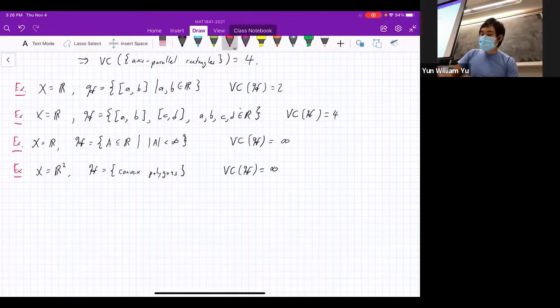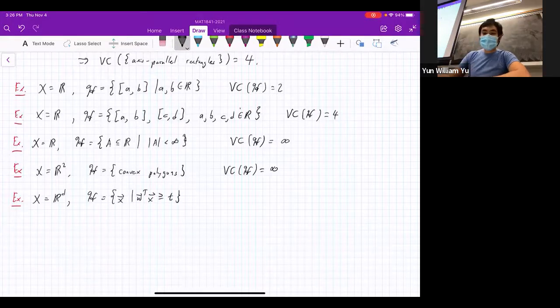Okay, let's see. We're starting to get closer to the range of things people might actually do. Let's give one now that people really do use all the time. Let H be the set of vectors x such that w transpose x is greater than or equal to t for some vector w. So this is the set of affine half spaces.